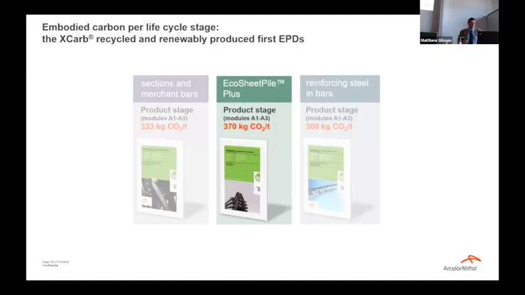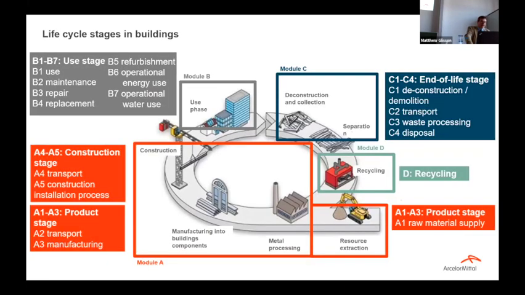We are aiming at around 370 kilograms CO2 per ton steel produced. That's achievable with our Eco Sheet Pile Plus EPD. When you go a bit deeper into the life cycle analysis, you will find that it's very difficult because a lot of countries have different rules. So it's always important to see which phases of the project are inside your CO2 calculation.